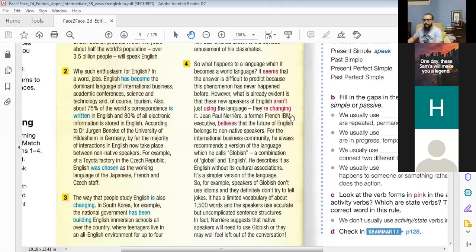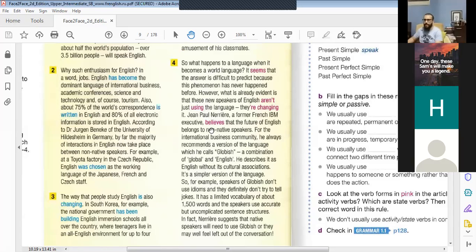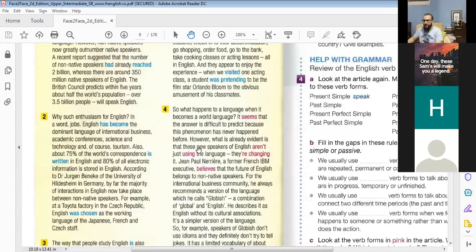Change. Activity. Action also. Okay, what about believe? State. So we only have just four pink verbs. And aren't also. Okay, verb to be: are or aren't. What do you think of are and aren't? State verb. It's a state verb.